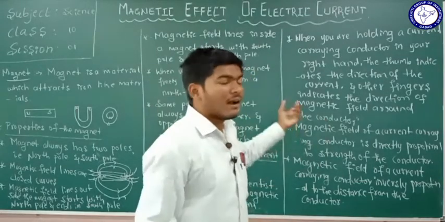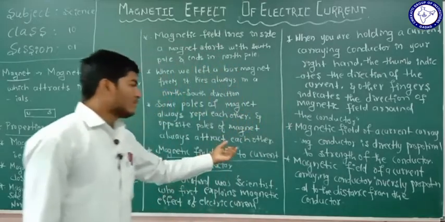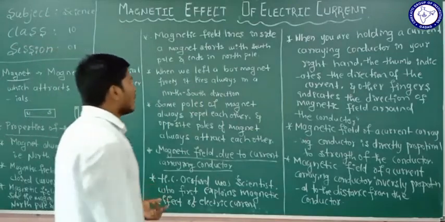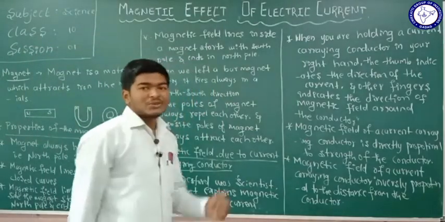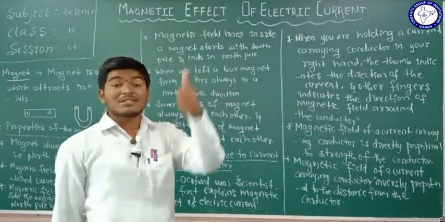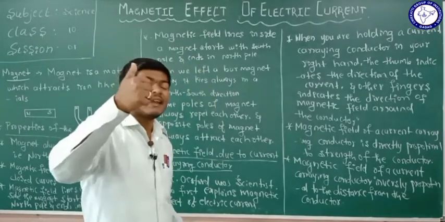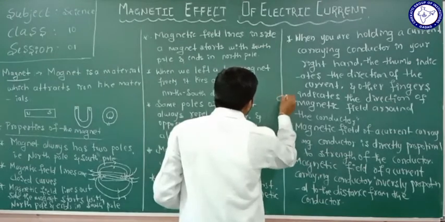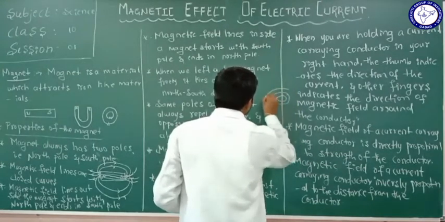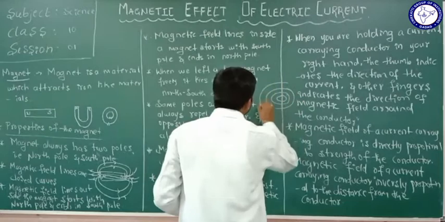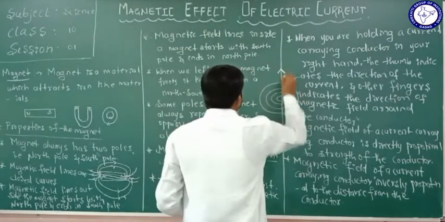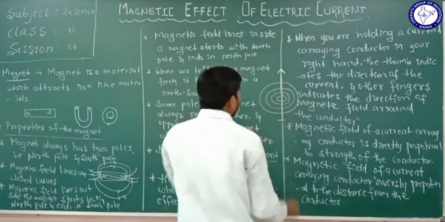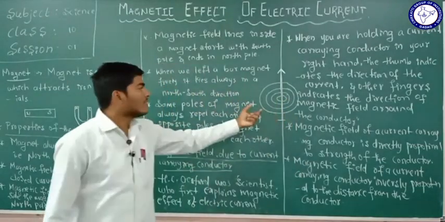That is another property of the magnetic field of a current carrying conductor. When we consider a straight current carrying conductor, the magnetic field lines are always around the conductor like this. If you consider this a conductor, the magnetic field lines around it are in this way.